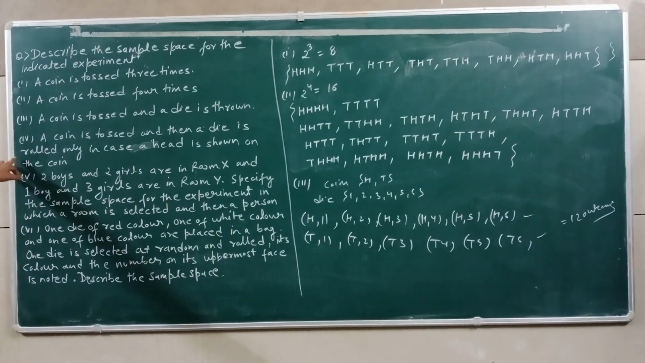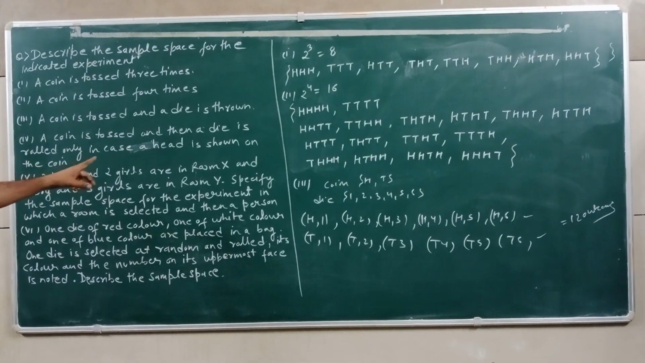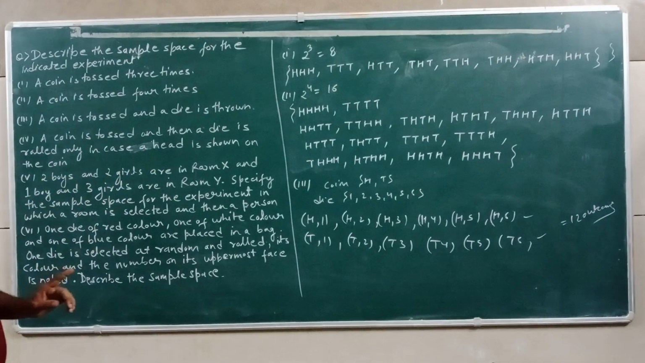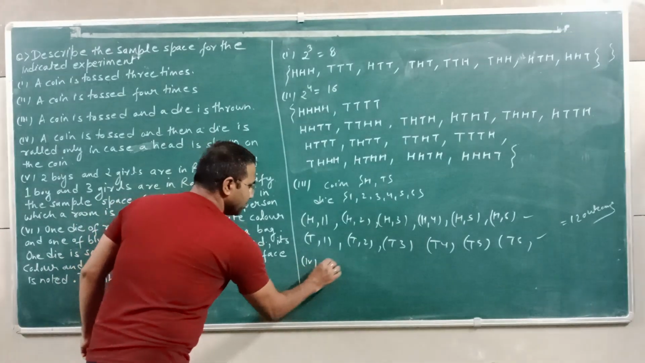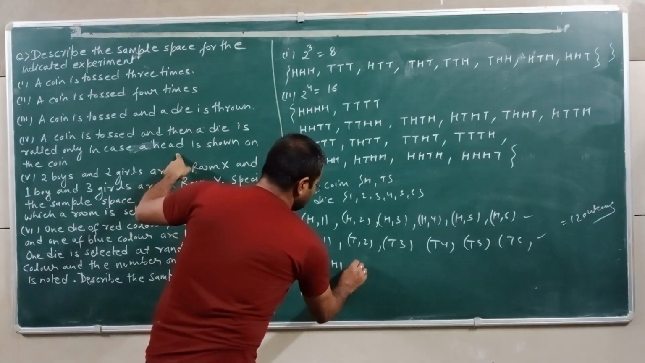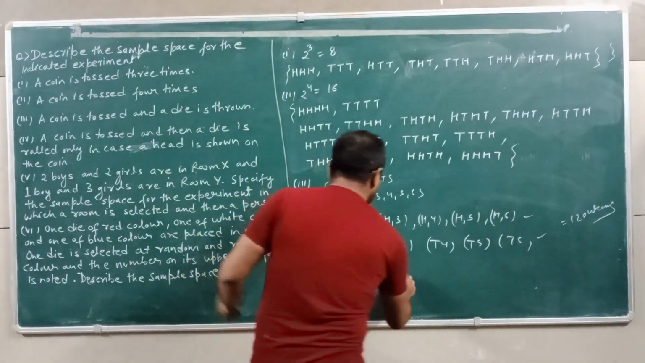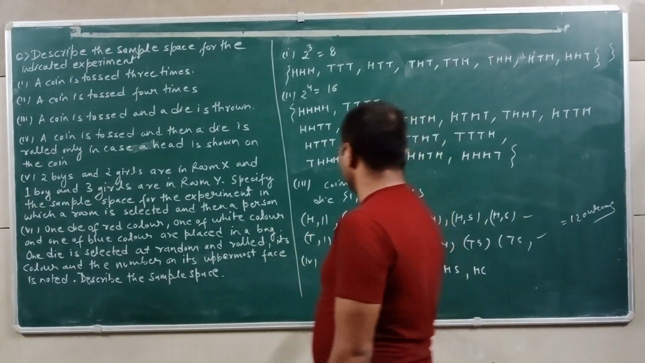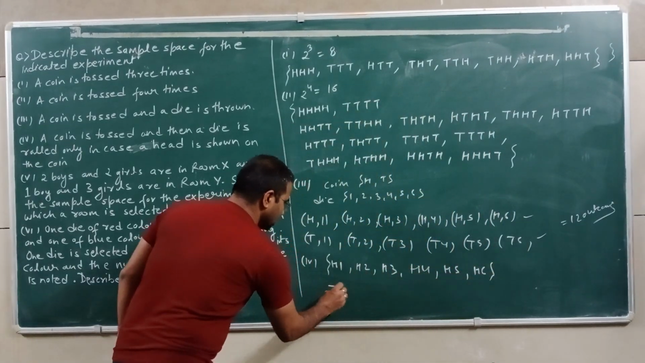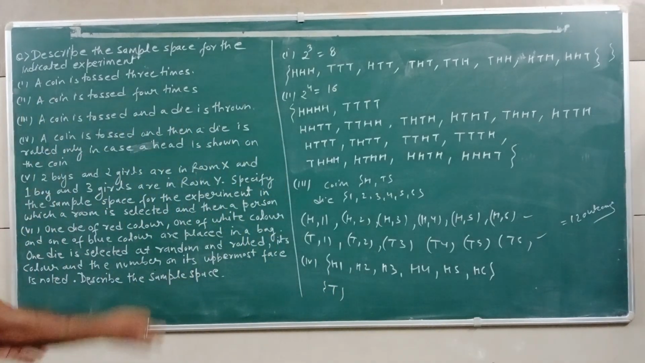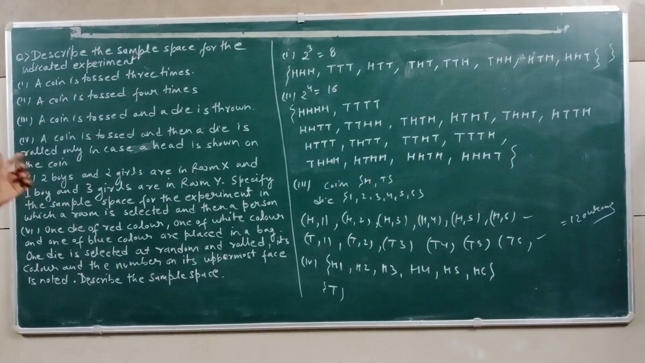Okay. Now the fourth case: a coin is tossed and then a die is rolled only in case of head. See here, only if head comes, then the die will roll. So in the fourth one, what will come? Only the head condition. So in case of head: H1, H2, H3, H4, H5, H6. This will come. Now, if tail comes, then we will not throw the die. We will not throw the die. So see here how you will write the sample space of the fourth one also.